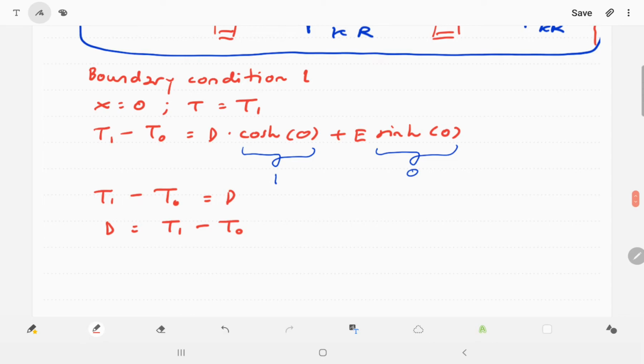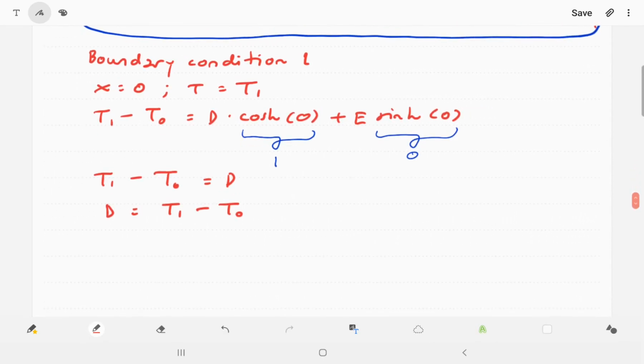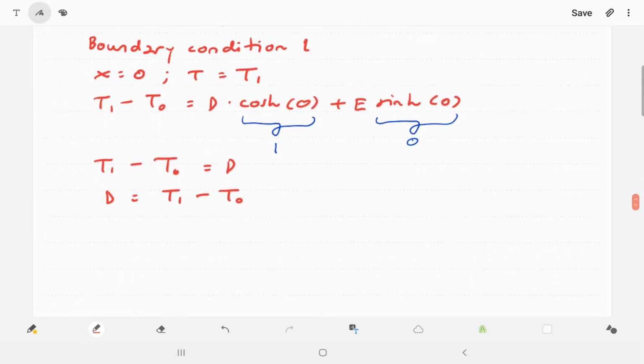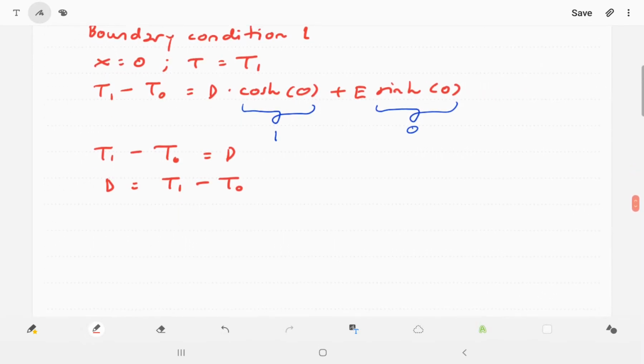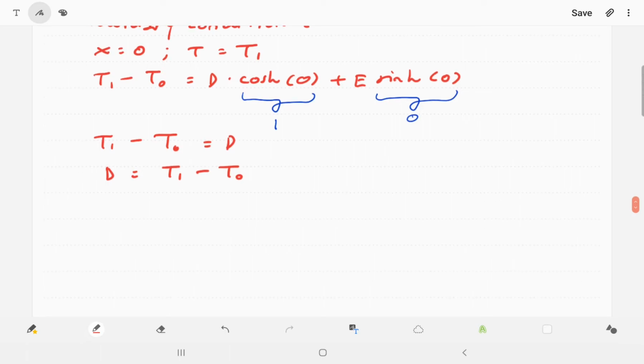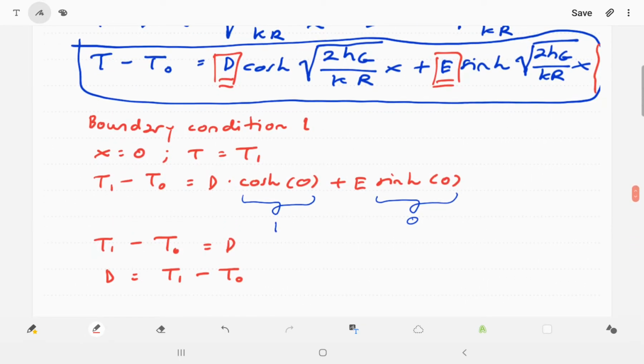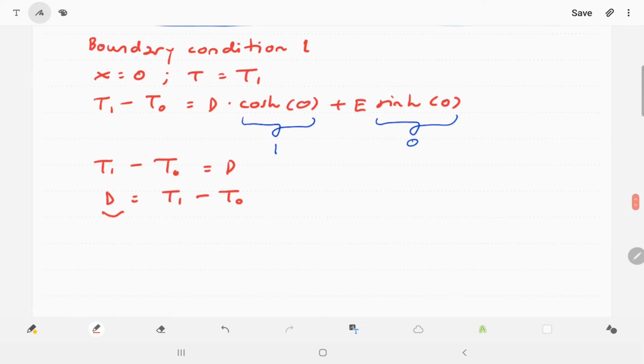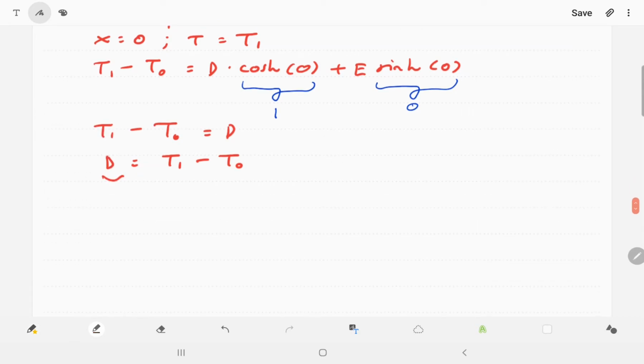The detail of the derivatives of the cosh and the sinh is given in the notes that are attached in your Canvas. So I would suggest that you look into the notes to get more detailed descriptions in there. So once we get the value of D, let's substitute it into the D in here. So let me change the color of the pen.